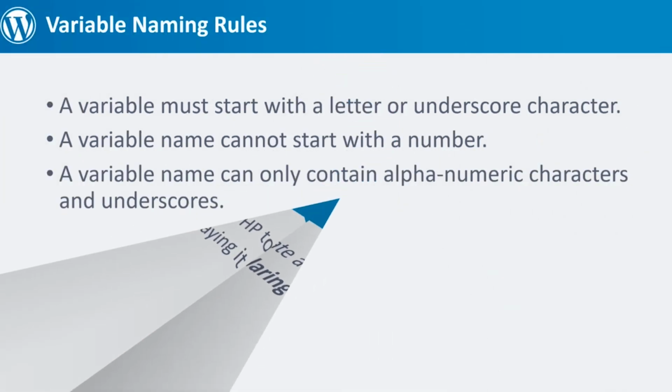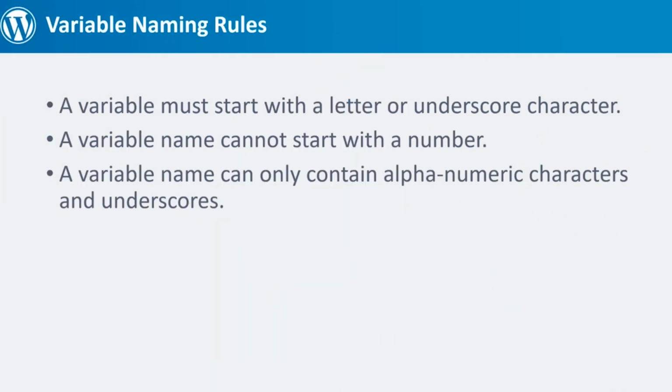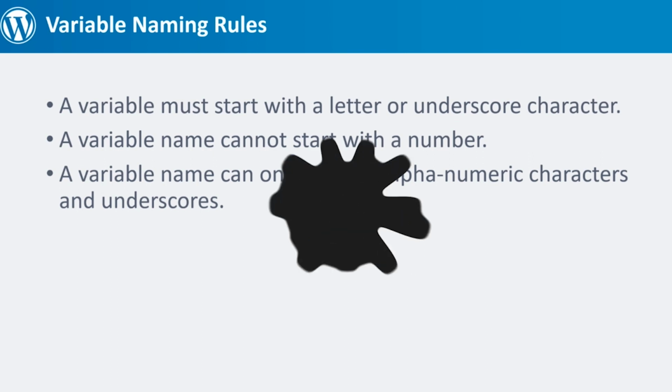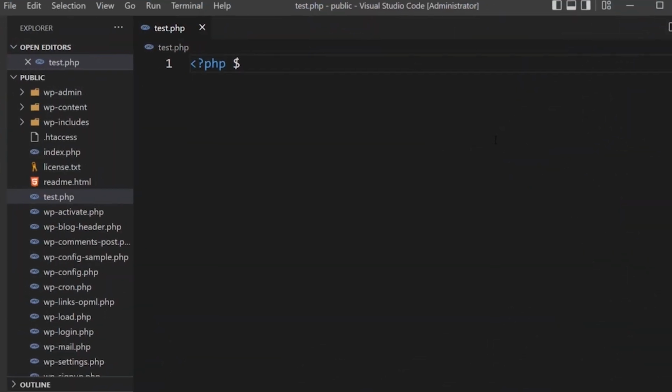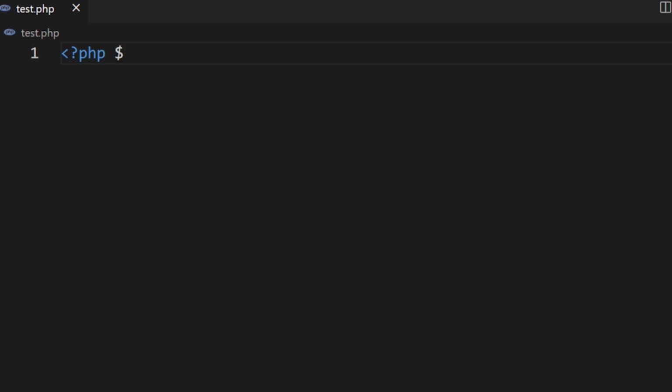After typing the $ sign symbol, we need to give our variable a name. There are rules for how variables should be named. The first character in a variable name can only be a letter or underscore character. It can't start with a number. After the first character, we're allowed to use alphanumeric characters. This includes the underscore character. For our first variable, let's call it age.